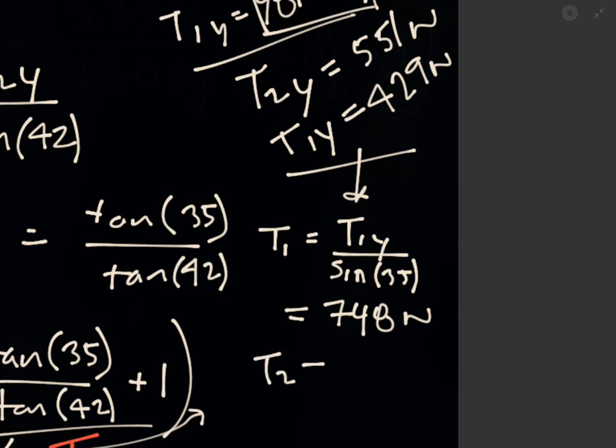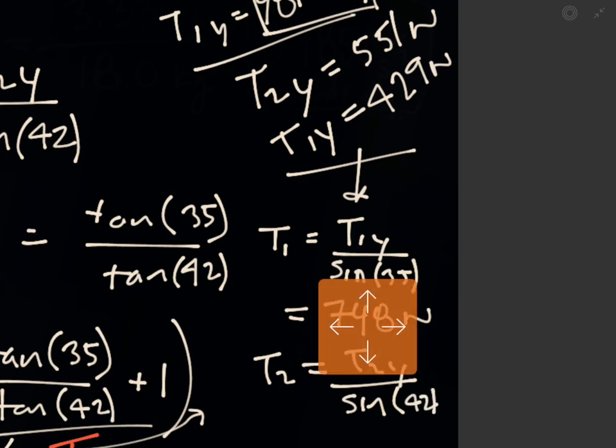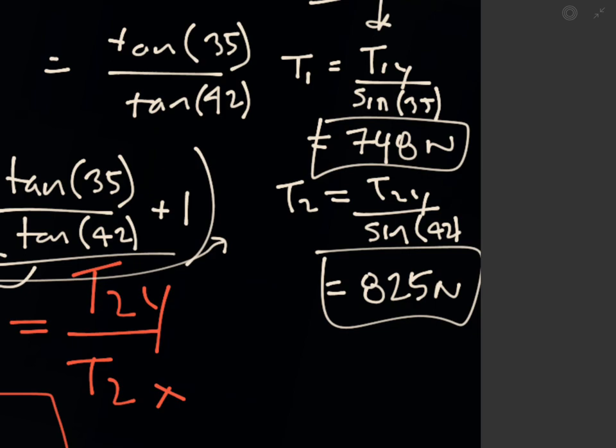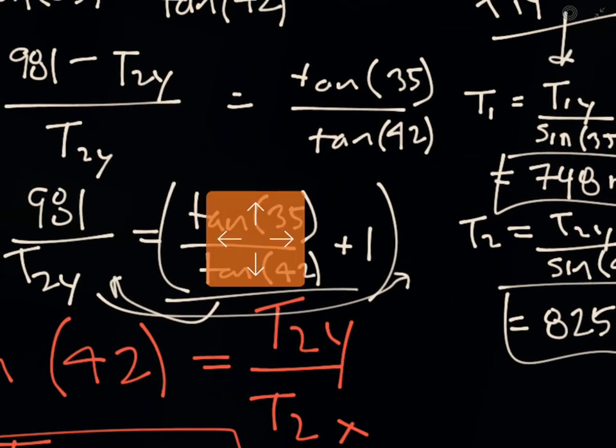We know that t2 is going to be t2y over the sine of 42, and t2y over the sine of 42 is going to be equal to 825-ish newtons. So those are two tensions in those two ropes.